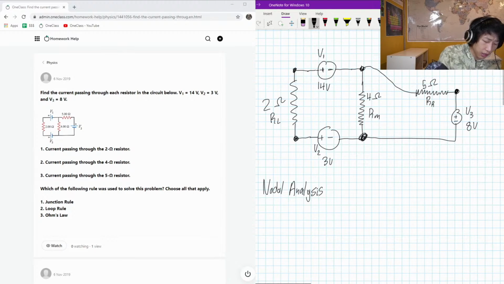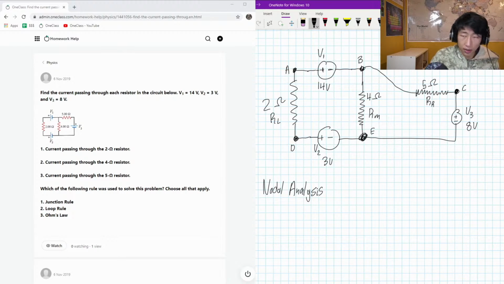Let's give them alphabetical names: A, B, C, D, E. Every node has an alphabetical name, and every node is going to have an associated voltage with it. Now we have one free pass to set one of these voltages to 0, and then everyone else is going to be with respect to 0. I think one of the easier ones that we could set to 0 is E right here.